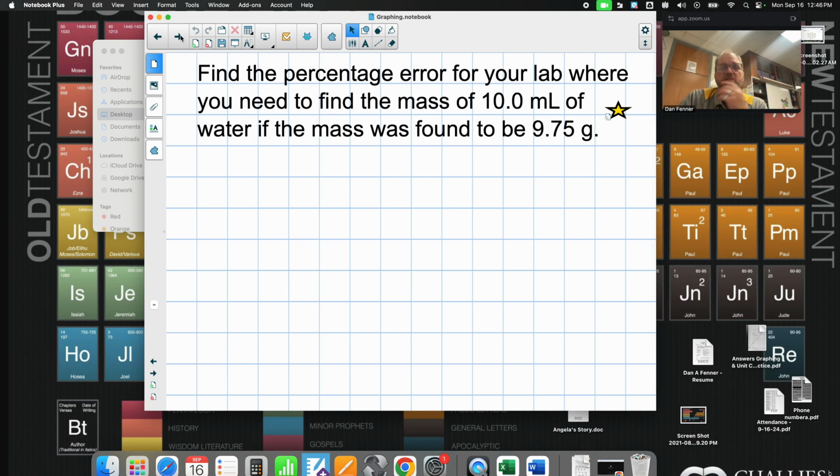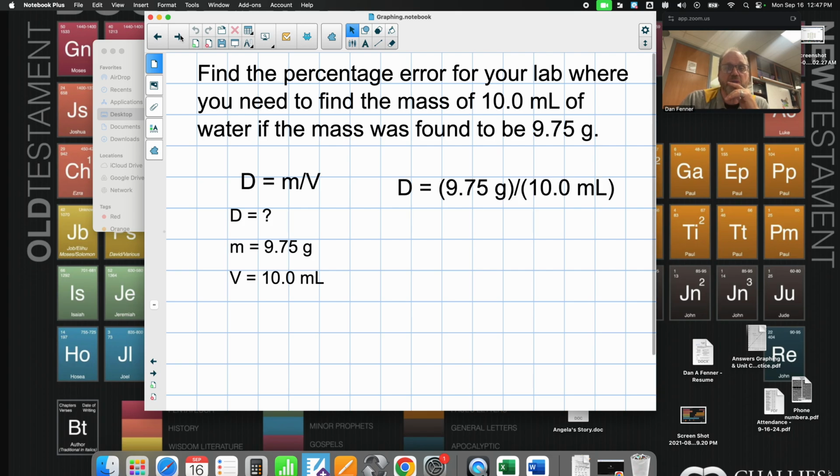Find the percentage error for your lab where you need to find the mass of 10.0 milliliters of water if the mass has been found to be 9.75 grams. Now, what we're going to do is find the density. The density is mass over volume, okay? So we have unknown density. The mass is 9.75 grams, and the volume is 10.0 milliliters. So we're going to divide 9.75 by 10.0, and we get a density of 0.975 grams per milliliter.